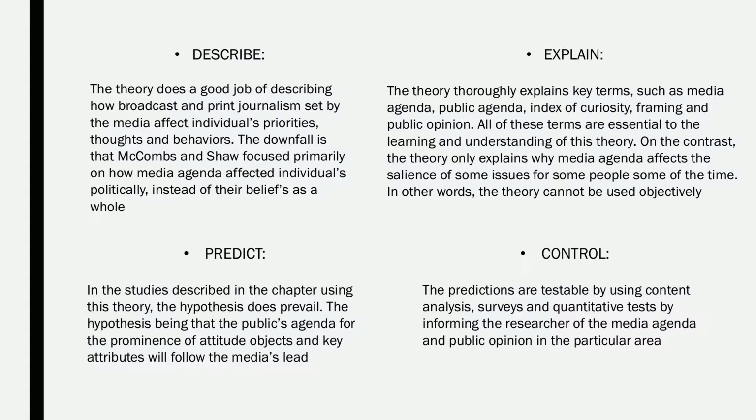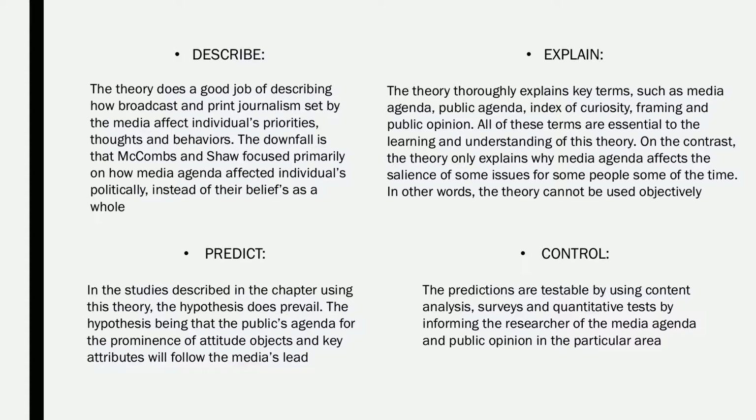Explain. The theory thoroughly explains key terms such as media agenda, public agenda, index of curiosity, framing, and public opinion. All these terms are essential to the learning and understanding of this theory. On the contrary, the theory only explains why media agenda affects the salience of some issues for some people some of the time. In other words, the theory cannot be used objectively.